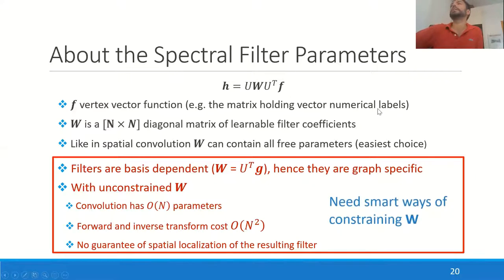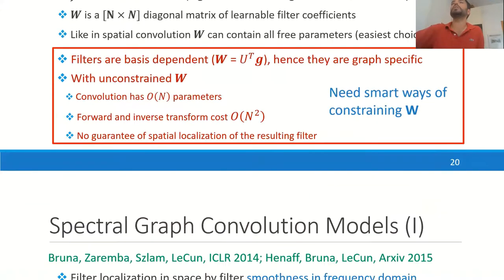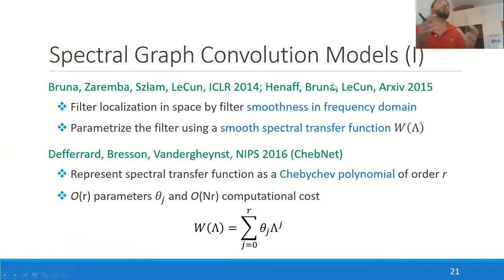And so people started inventing smart ways of constraining W, changing this original naive model and introducing simplifications which allow to control the complexity of the problem while at the same time finding smoother filters, so more well-positioned filters in spatial space. And one way to do that is basically what Bruna, Zaremba, Szlam, and LeCun proposed early on, and that was making the W matrix a function of the eigenvalues. This allows to localize the filters better.